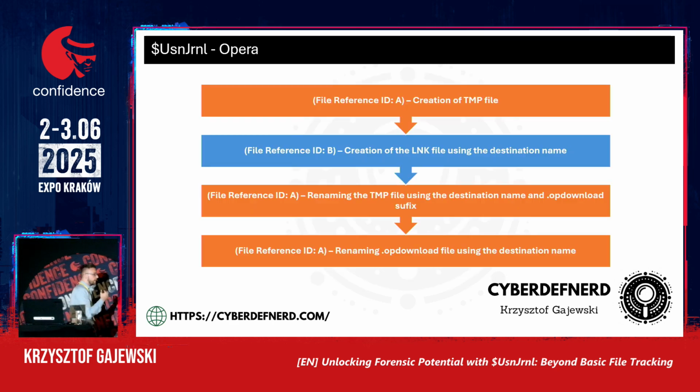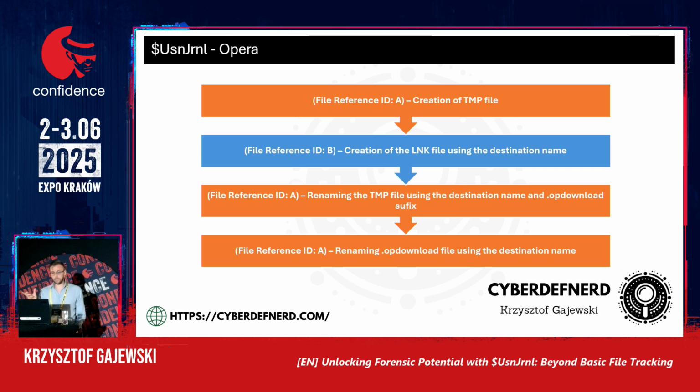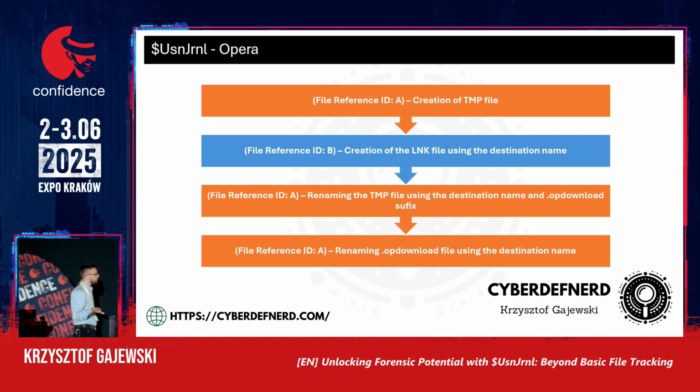So looking at that, we're able to discover the specific sequence of events that allows us to prove that the file was downloaded using that specific browser. First, we have a creation of the TMP file. Then, in the middle, we have the creation of the link file. We don't worry about that one. And then previously created TMP file is renamed using that extension, OP download. And then finally, another event indicating that the file was renamed using a destination name.